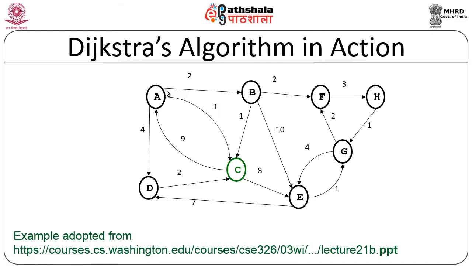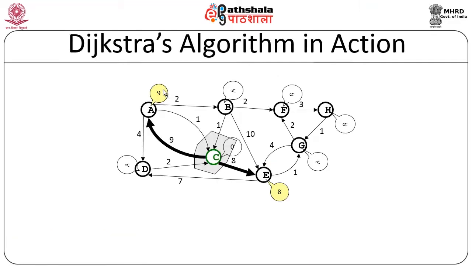So, this is an example again, taken from this particular source. Let us look at this. You start with C, and now C has 0. Now, there are 2 updates that come. C can be connected to A, and there the D value is 9, and C can be connected to E with value 8. So, this is the next that will be selected, the one with the minimum.